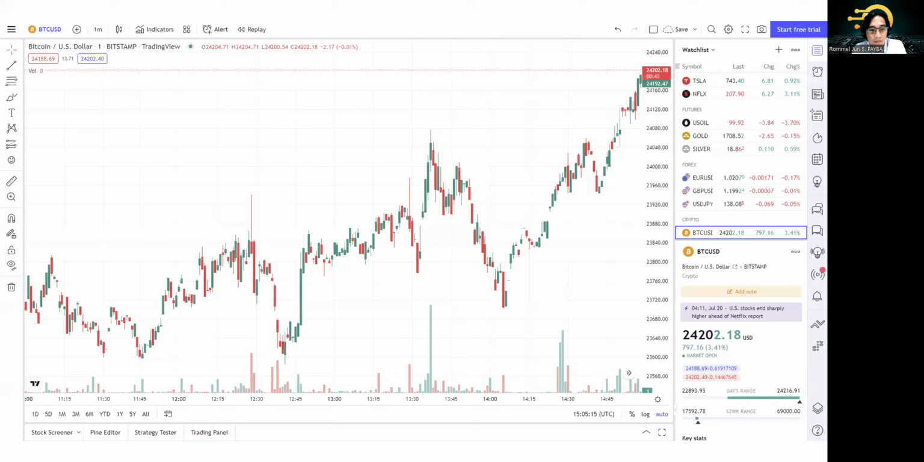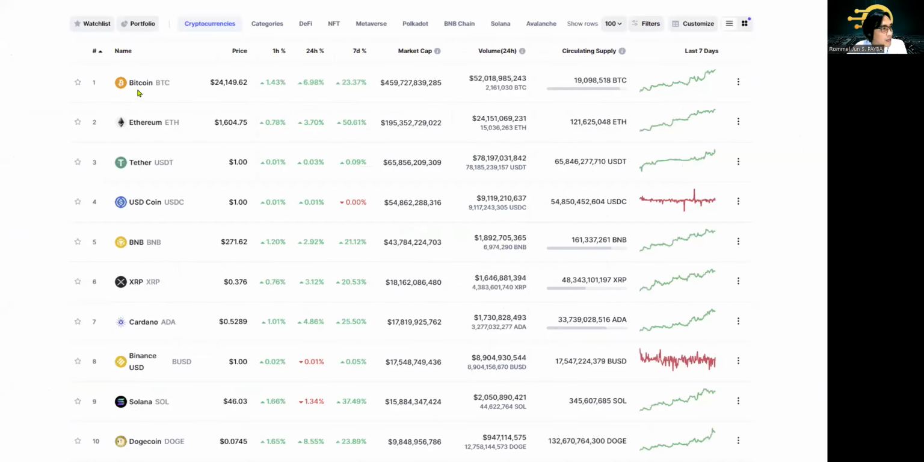To date, Bitcoin is still the leading cryptocurrency in terms of market capitalization, and that does not seem likely to change anytime soon. It's always been number one, Bitcoin.